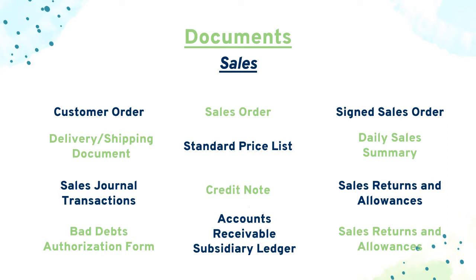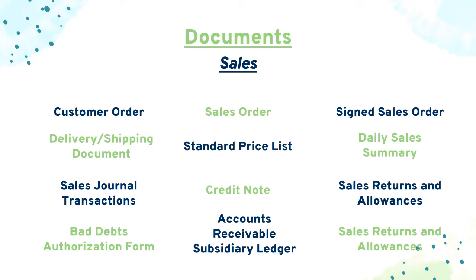First, we have the customer order. The customer order accepts and processes the customer order. Secondly, there's the sales order. Its function is to prepare the sales order and organize customer information in a consistent format. Besides that, we have the signed sales order. A signed sales order approves credit and authorizes the processing of the transaction.